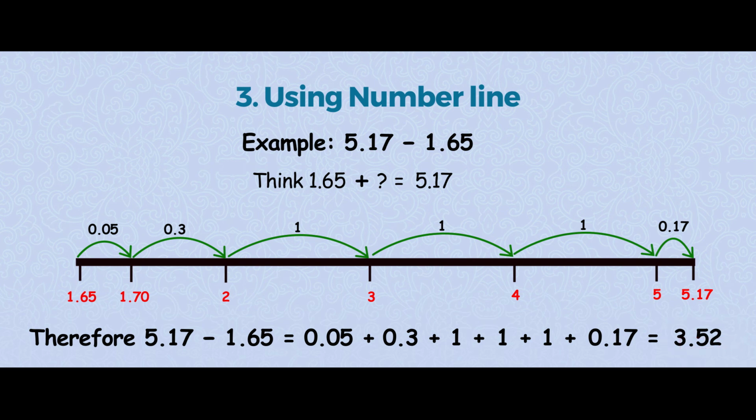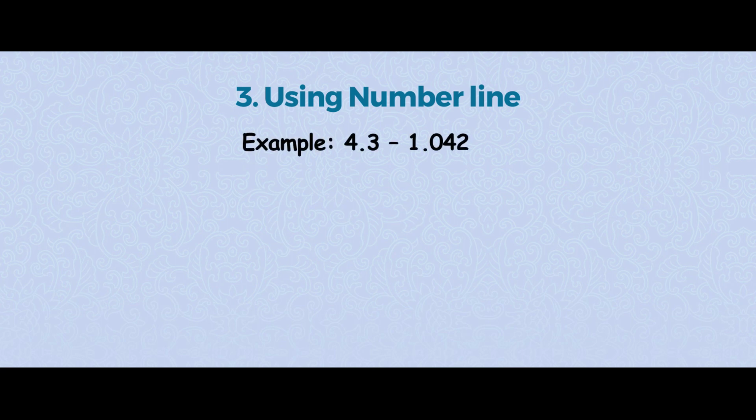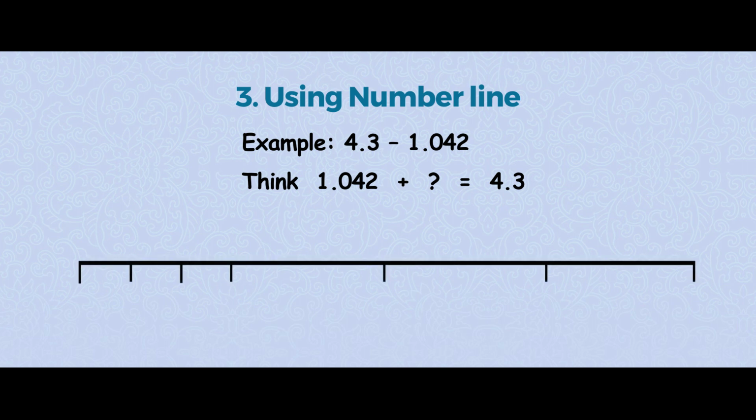Again, let's look at one example. Okay, 4.3 take away 1.042. Now think that 1.042, when you add some numbers to it, you will get 4.3. So as we have discussed earlier, let's draw the number line. Since 1.042 is the lower value number, start with this number. So starting number is 1.042. Now you add some numbers there so that you will reach a number which is more comfortable than the number that you have in the beginning.